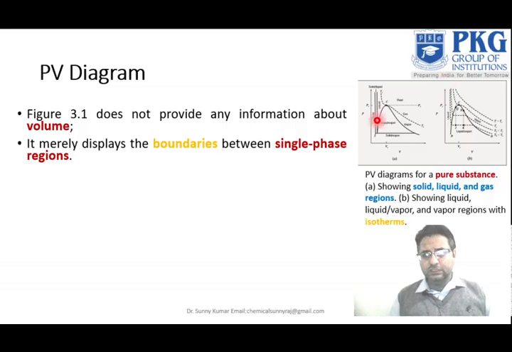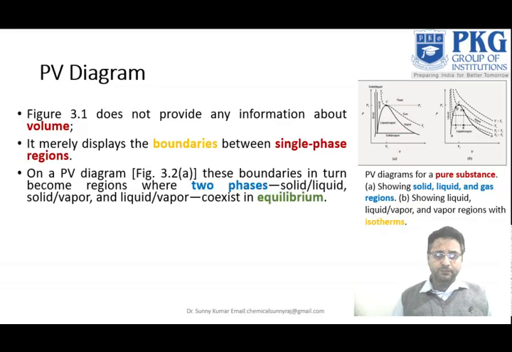This PV diagram also shows the solid, liquid, and gas regions, showing liquid, solid, vapor, and vapor regions with isotherms. Isotherms at a constant temperature, sorry. So on a PV diagram, this figure is 3.2a, and this is B. These boundaries in turn become regions where two phases, solid and liquid, solid and vapor, and liquid and vapor, coexist in equilibrium.